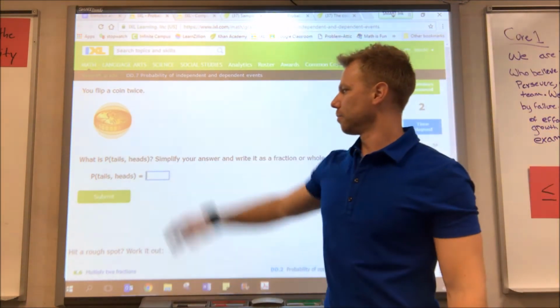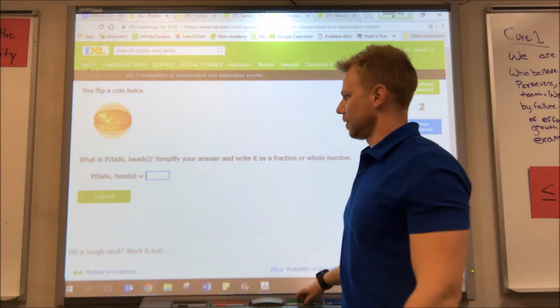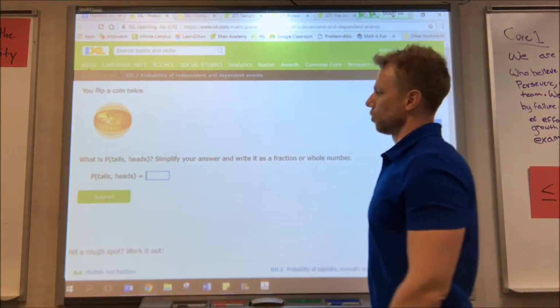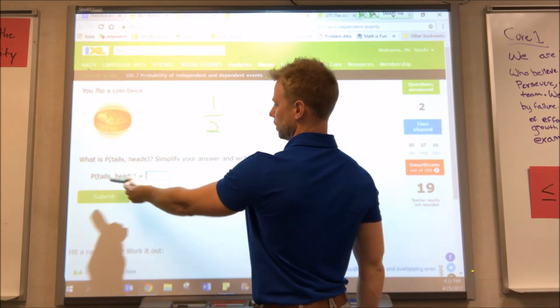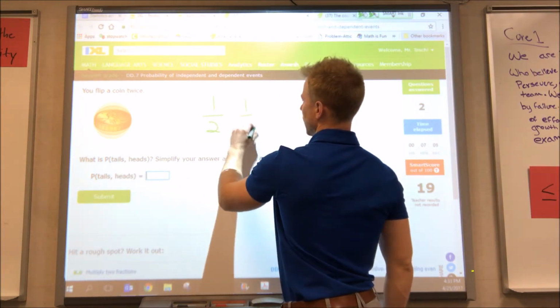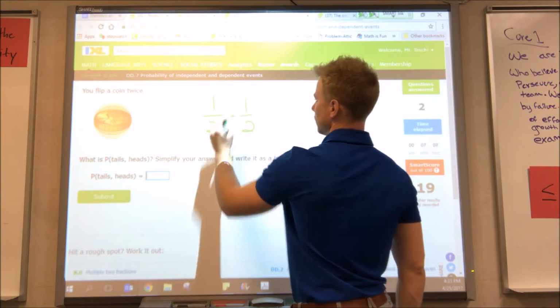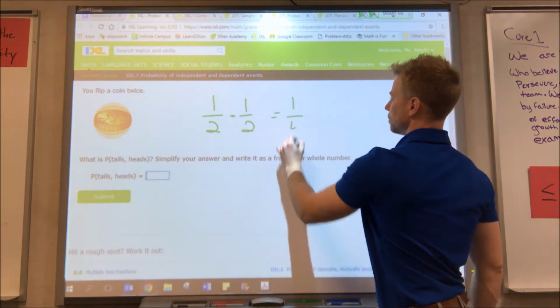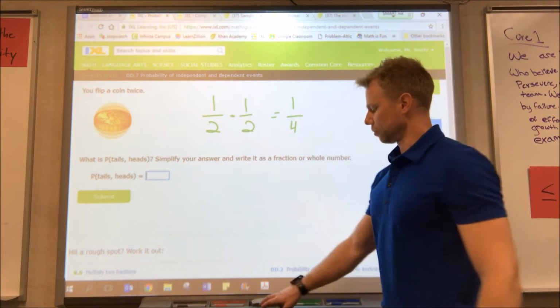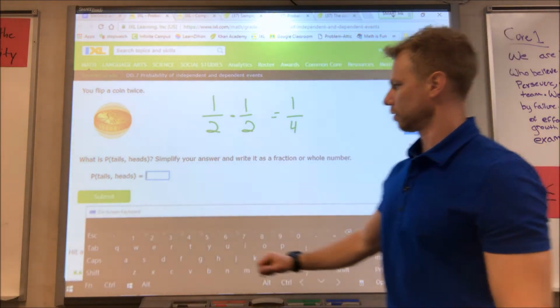All right, what is the probability of getting tails and then getting heads? You flip a coin twice. Well, one side out of 2 is tails, and one side out of 2 is heads. Multiply those together. 1 times 1 is 1, 2 times 2 is 4. So the probability is 1/4.